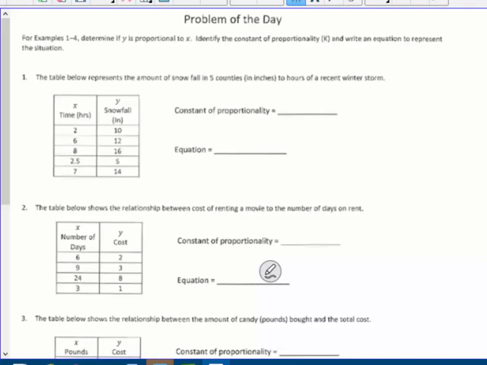Well, to identify the constant, if y is proportional to x, it will give me a constant all the way down the table. Every single value comes out to be the same. It's a constant of proportionality, k. Write the equation, then plug that k into y equals kx.